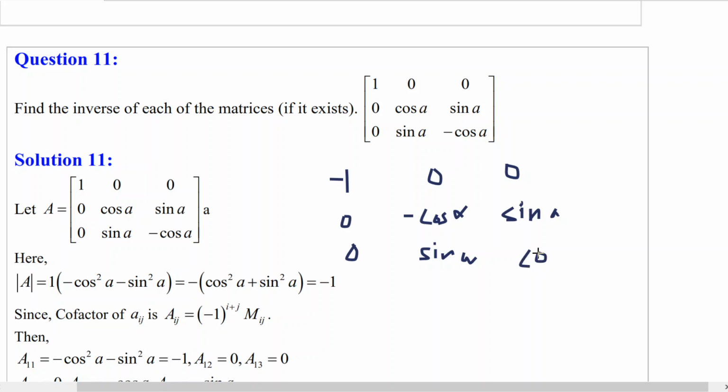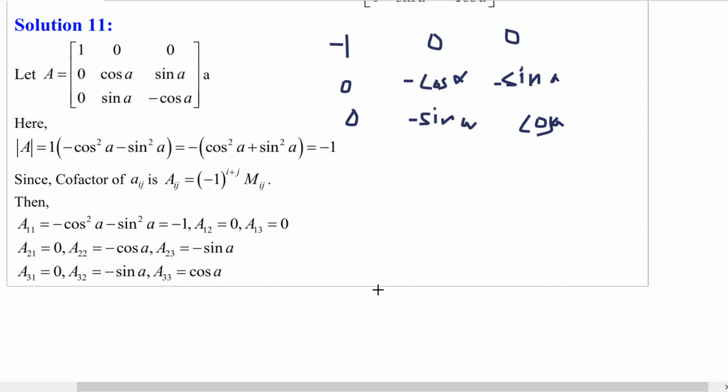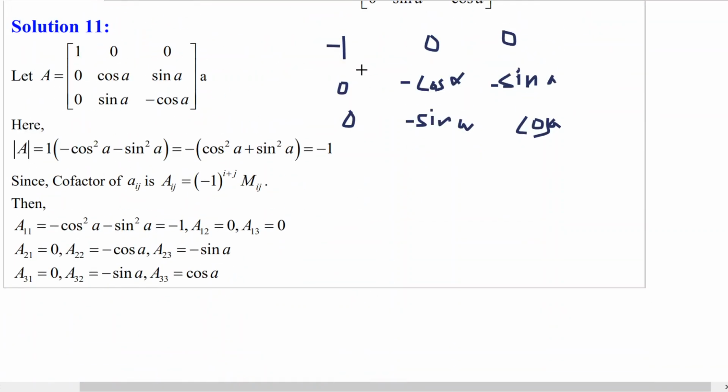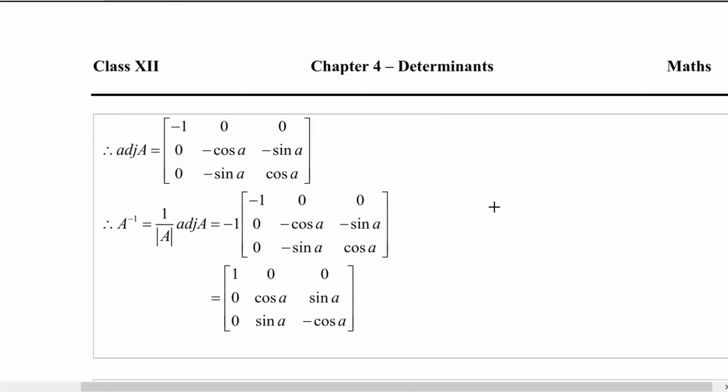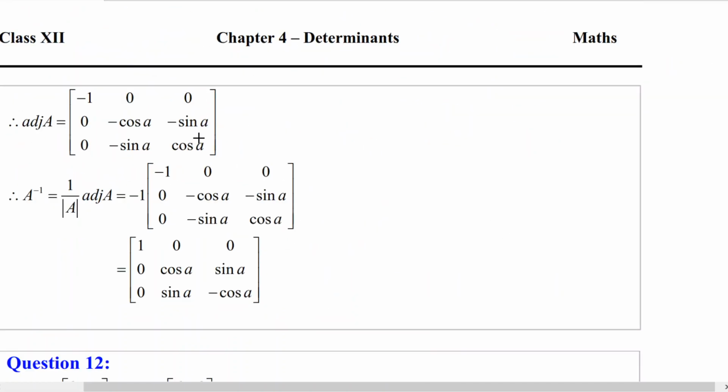So these are just minors, and now I'll change the sign of these four elements. These two are neutrals, 0 0, so no need to change the sign. Here I'll put negative because it is positive. Here I'll put negative because it is positive. So sign changed. And then adjoint will be, write first row as first column. Let us see, minus 1 0 0, correct. Then second row, that is 0 minus cos alpha minus sin alpha, correct. And minus 0 minus sin A cos A, correct. So this is adjoint A.